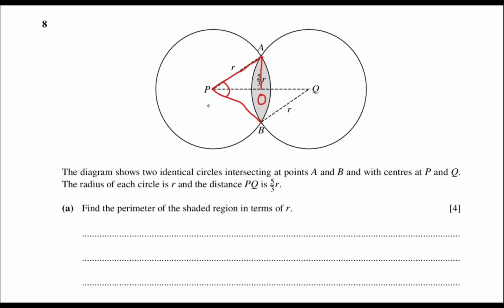This angle we have to calculate, this angle is unknown, so we will go for it. And the second thing, as this whole line PQ is equal to 5/3 r, if we halve this line it will become 5/6 r, because we need this side, so this side will be equal to 5/6 r. And now we have to find the perimeter of the shaded region. Let's solve it.